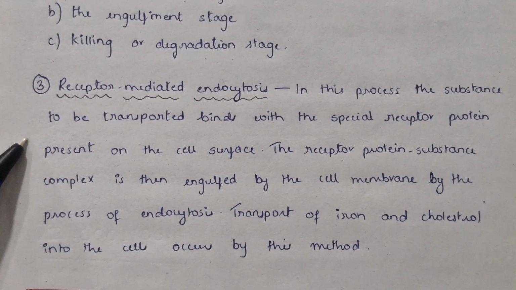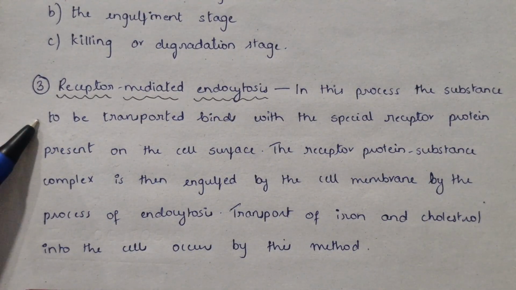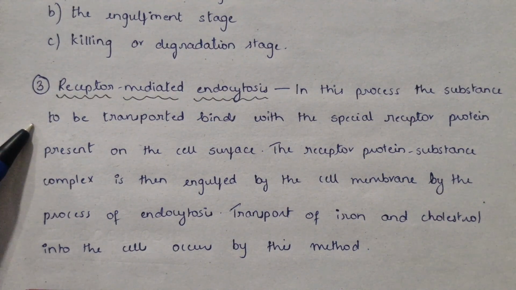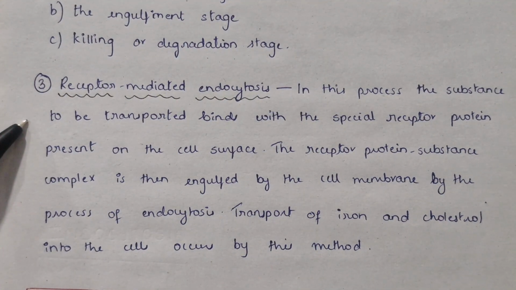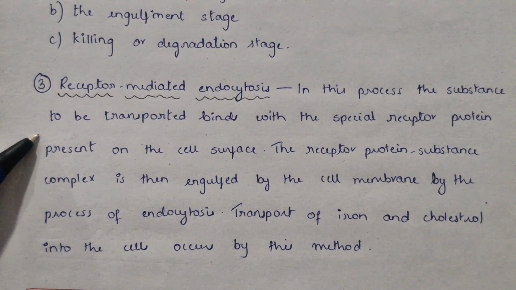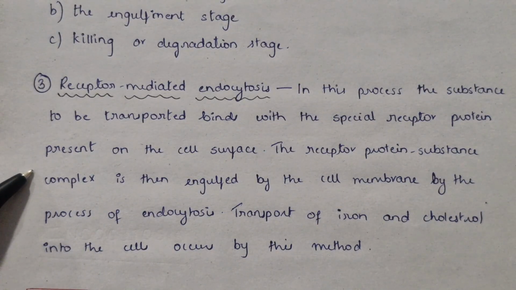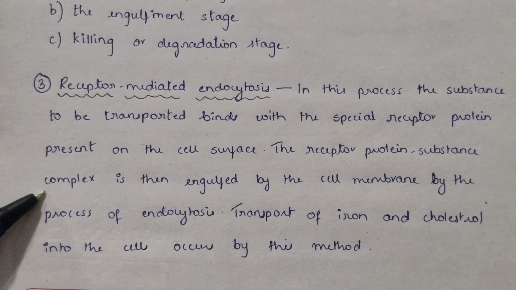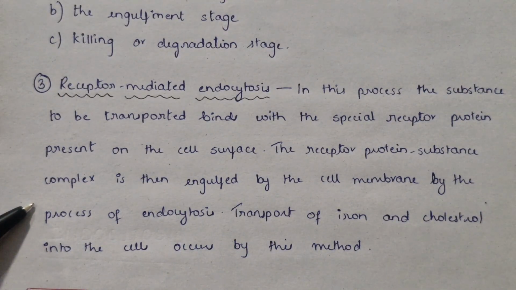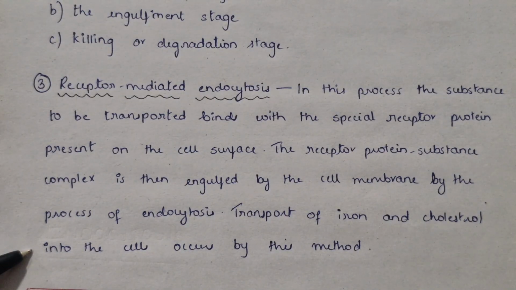So, under endocytosis, the first one was pinocytosis, the second one was phagocytosis, and the third one is receptor mediated endocytosis. In receptor mediated endocytosis, the substance to be transported binds with the special receptor protein which is present on the cell surface. The receptor protein substance complex is then engulfed by the cell membrane by the process of endocytosis. Transport of iron and cholesterol into the cells occurs by this method.